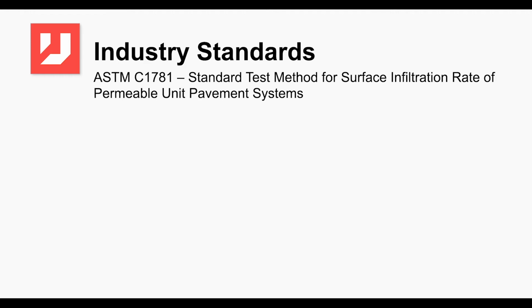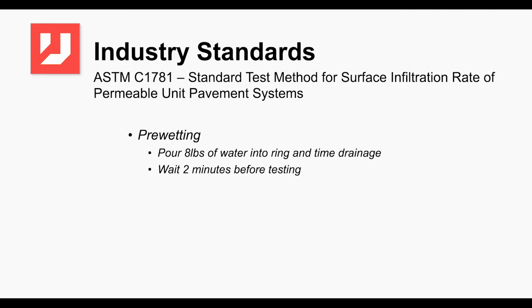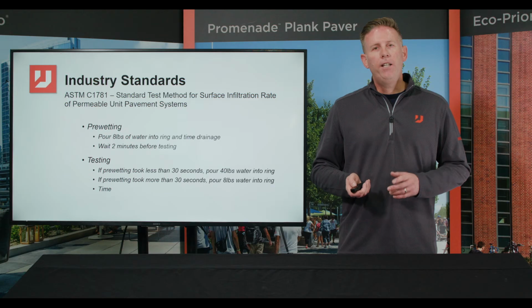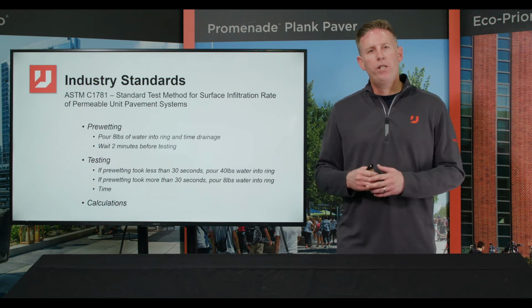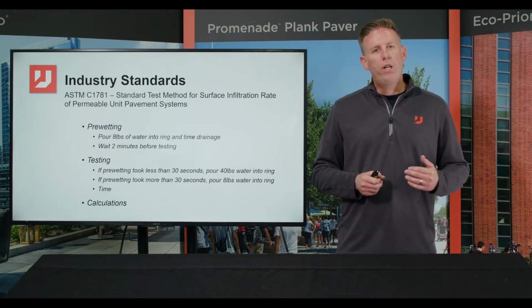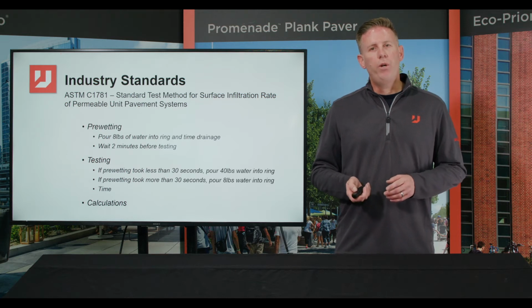So there's really three components to it. There's a pre-wetting stage where we're going to put a small amount of water on the surface just to see how we're going to test it. Then we're going to do a full test where we're going to either pour 8 pounds of water on the surface or we're going to pour 40 pounds of water on the surface. And the last part, we're going to gather the data that we collect during the infiltration testing, and we're going to run that through calculations to get our infiltration rate.